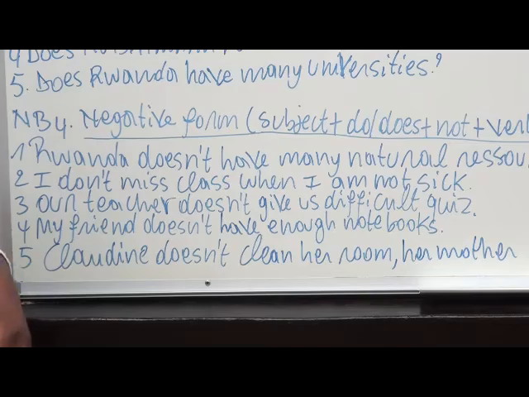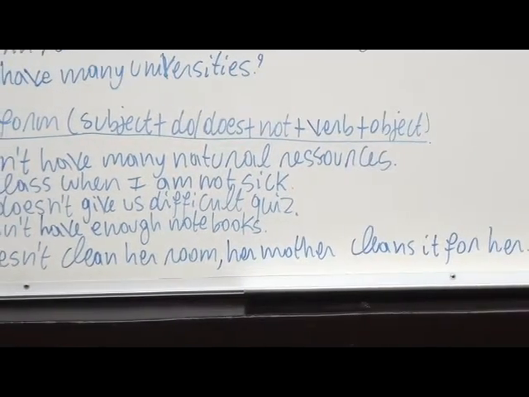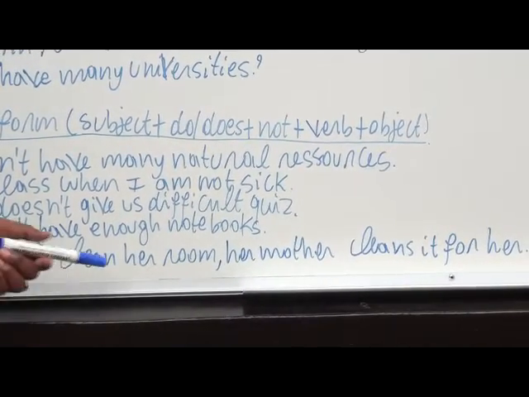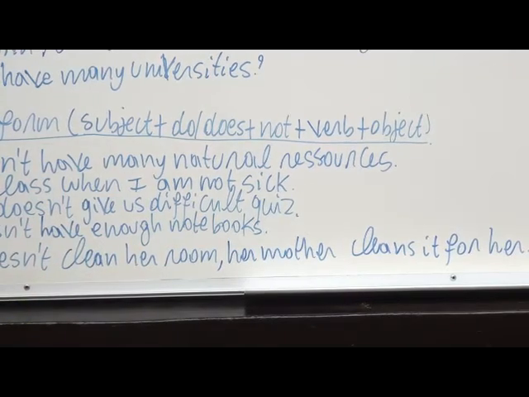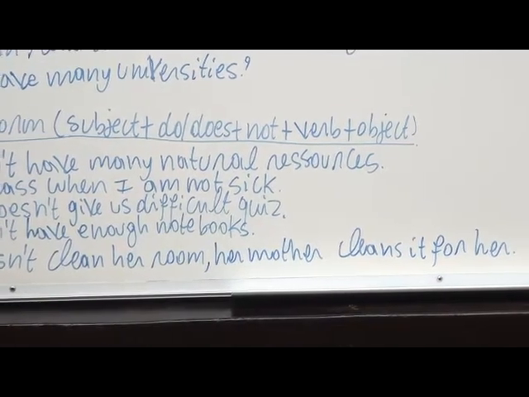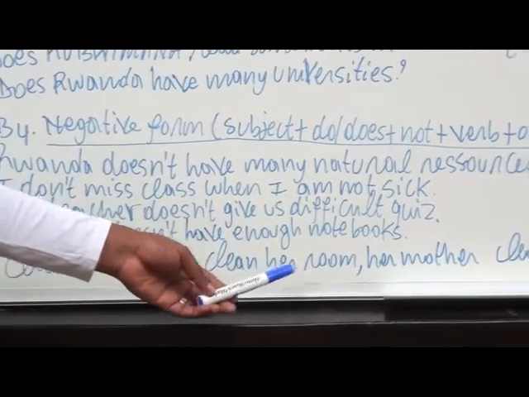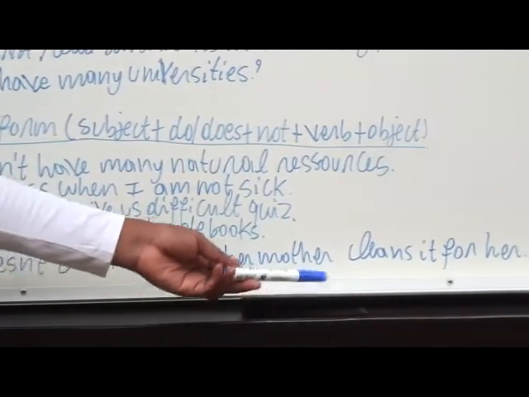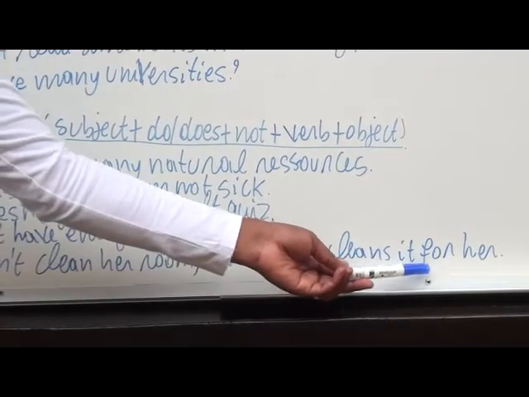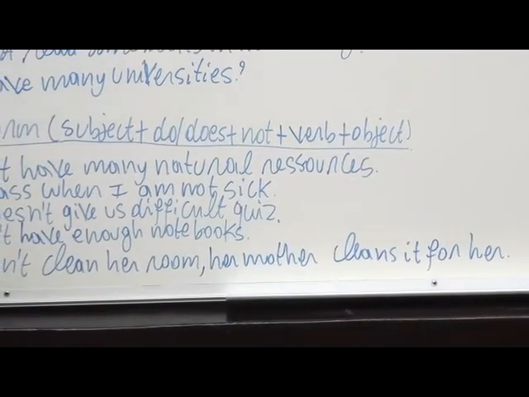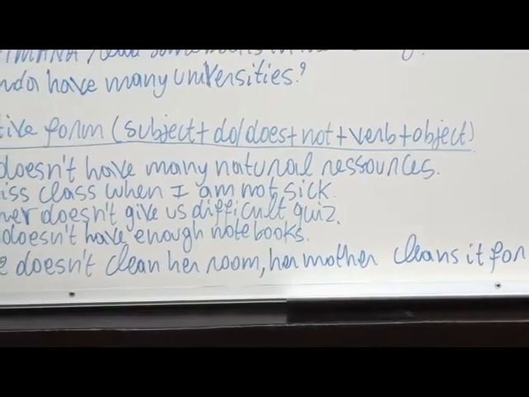Sentence number 5: Claudine doesn't clean her room. Her mother cleans it for her. Claudine doesn't clean her room. Her mother cleans it for her. This is a negative sentence.